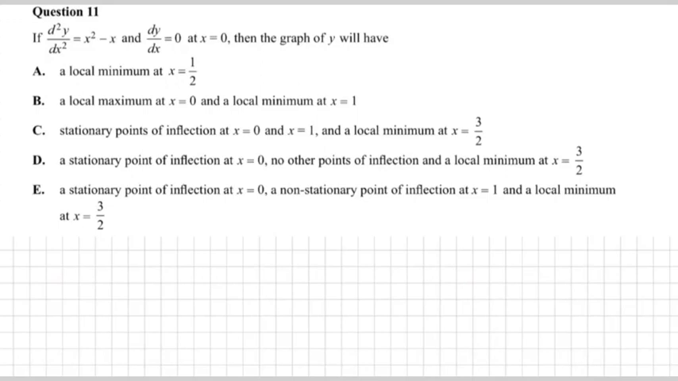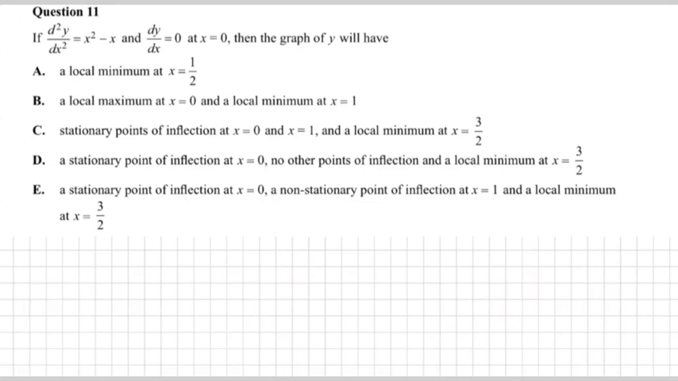First of all, we've got a typical exam question here. We've got d2y dx squared equals x squared minus x, and dy dx equals 0 at x equals 0. Then the graph will have, and all of that we've got to choose from. Now, let's have a little look. Looks like we're talking about local minimum, local stationary points of inflection, all this kind of stuff. So that's really what we've got to diagnose, where the stationary points of inflection are, and all that kind of stuff. So let's go for it.